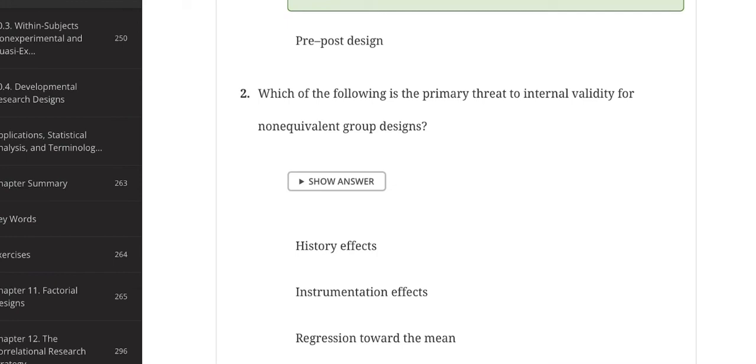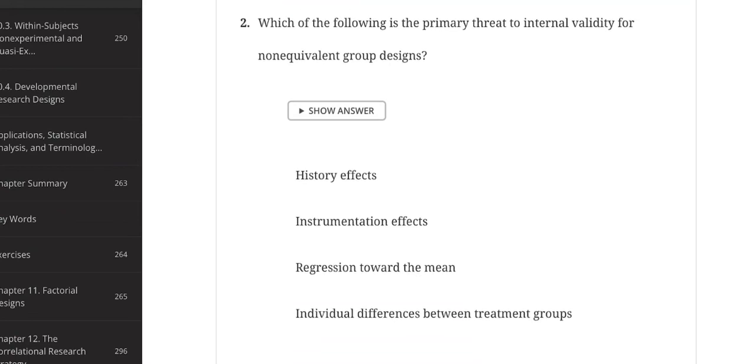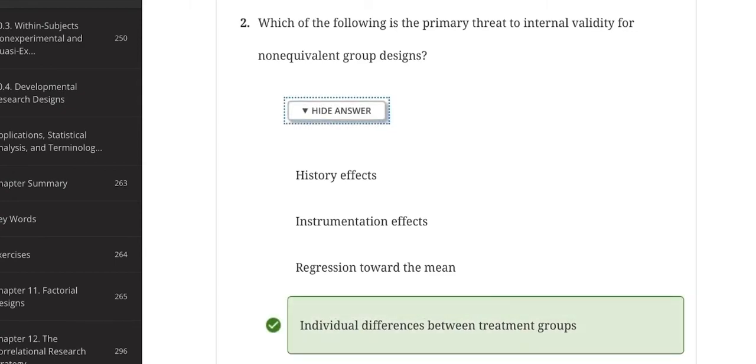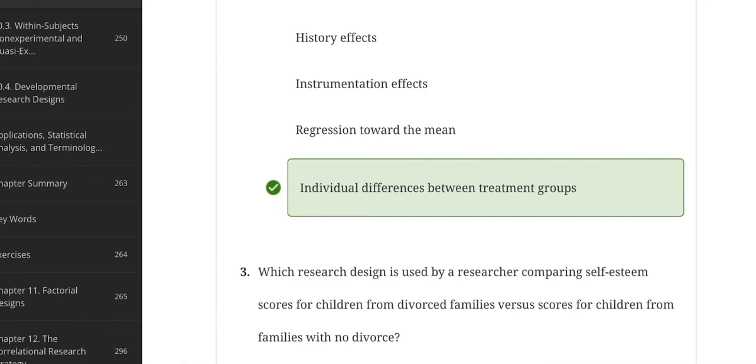And then which of the following is the primary threat to internal validity for non-equivalent group designs? So again, for the non-equivalent group designs, that's like a between subjects design for an experiment. So always the primary threat is going to be those individual differences between the treatment groups, always. Those history effects, instrumentation effects, regression towards the mean, those are things that are more for a within subjects comparison or a pre-post test design where the same participants are being measured more than once.